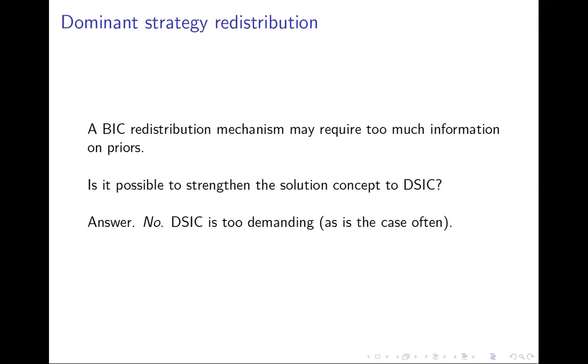Well, the short answer, as we will see through an example or one particular model, is that it's not possible. As is the case in many settings, dominant strategy incentive compatibility is too strong a solution concept here. So that's what I want to explore today: why dominant strategy is a big obstacle in achieving redistribution, and what are some of the ways around it, and so on. Any questions? Okay.